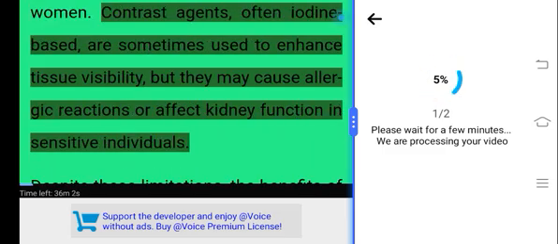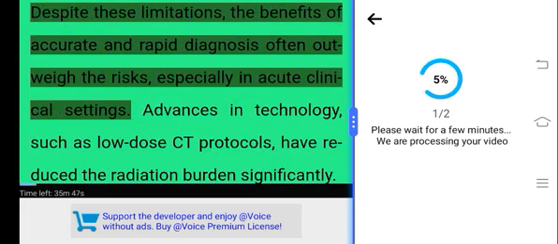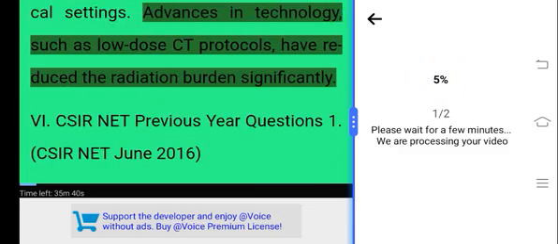Contrast agents, often iodine-based, are sometimes used to enhance tissue visibility, but they may cause allergic reactions or affect kidney function in sensitive individuals. Despite these limitations, the benefits of accurate and rapid diagnosis often outweigh the risks, especially in acute clinical settings. Advances in technology, such as low-dose CT protocols, have reduced the radiation burden significantly.